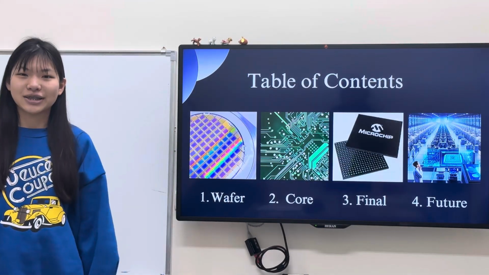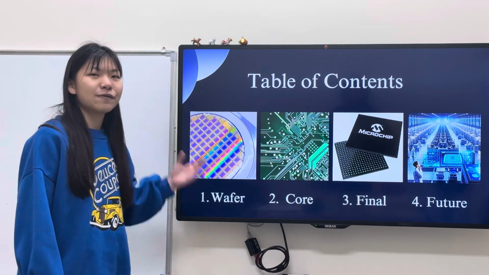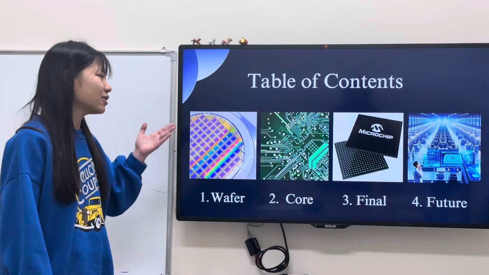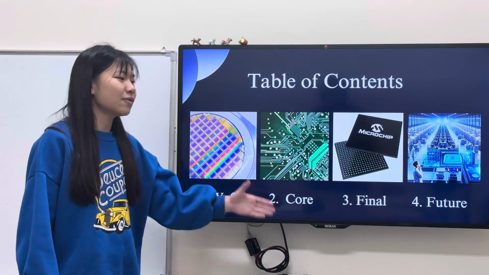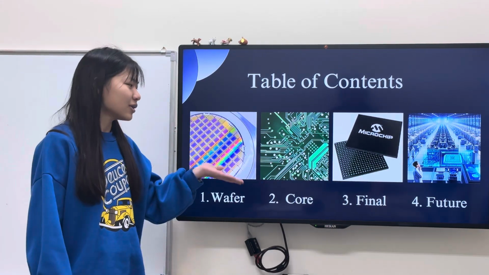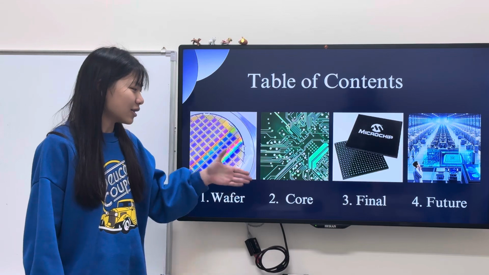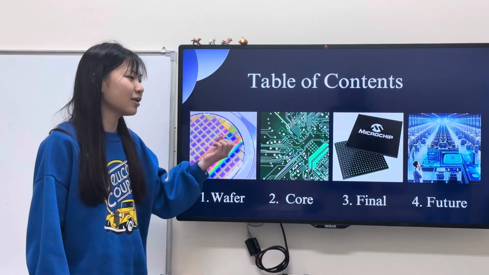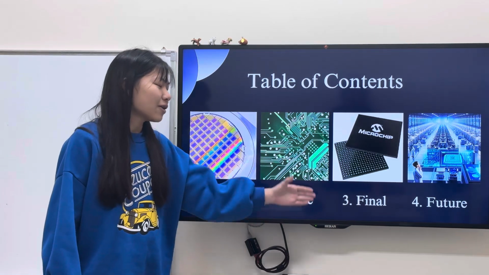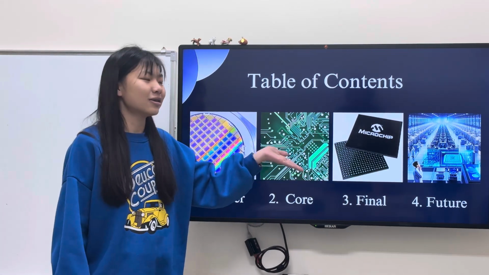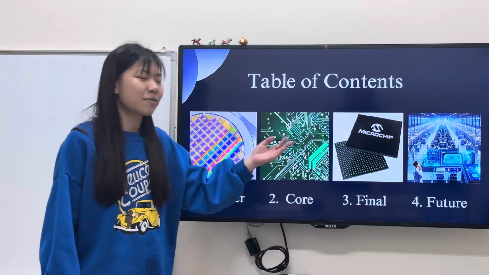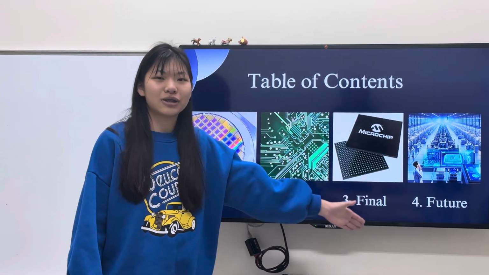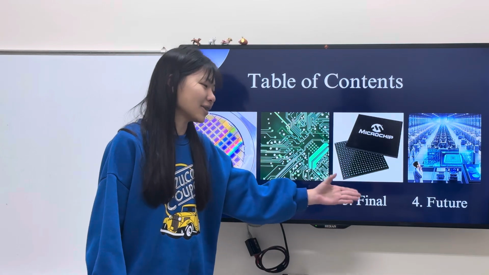I'll separate my presentation into 4 parts. First, I'm going to talk about how sand transforms into silicon and into the wafer. Then we'll move on to the circuits on the chip and how they become the core of the chip. Next, we'll move on to how the chips are finalized, packaged, and tested. Last but not least, I'm going to talk about the future of the semiconductor industry.